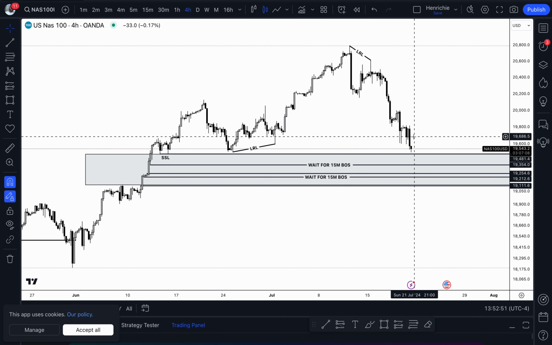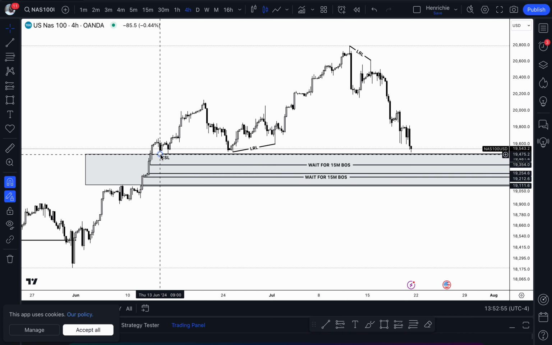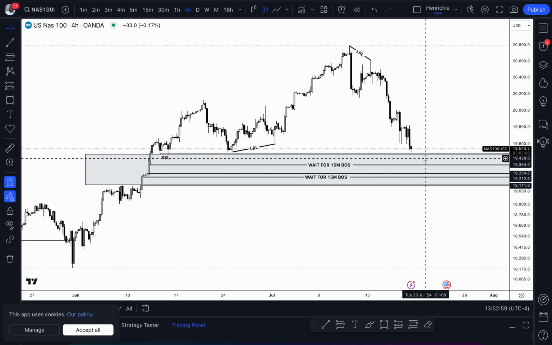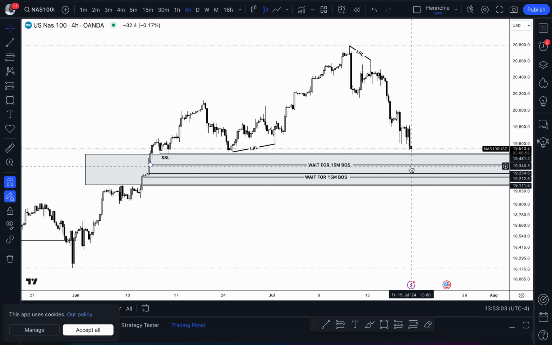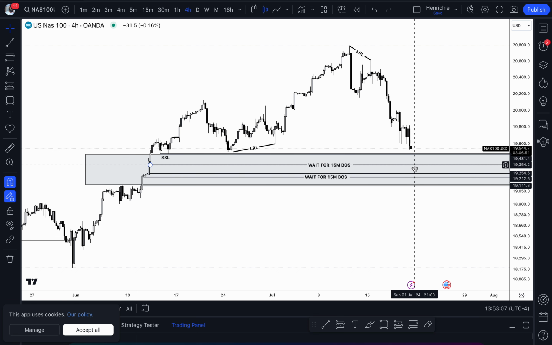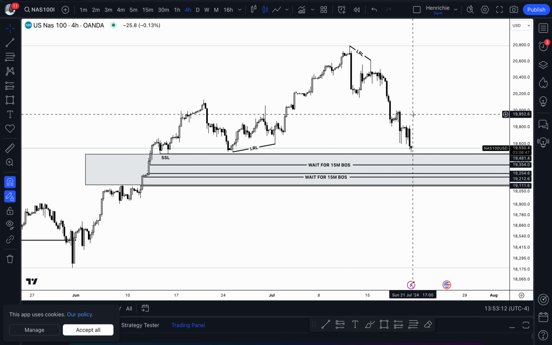So what I'm anticipating to see is price come down in here, run the sell side liquidity resting right here, run this low resistance liquidity, come into this position, and I'll be looking for a potential reaction. Once price is in here, if I see a shift of market structure to the upside, I'll be waiting for price to come for a retest.